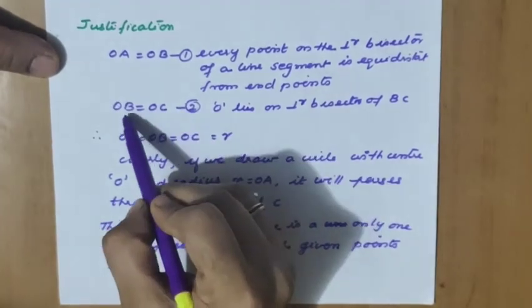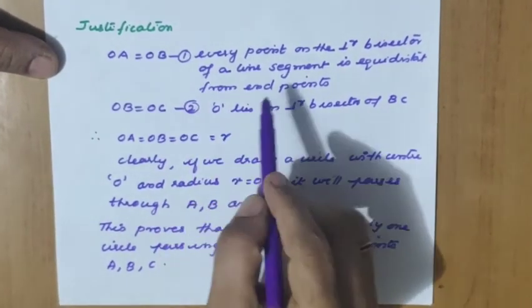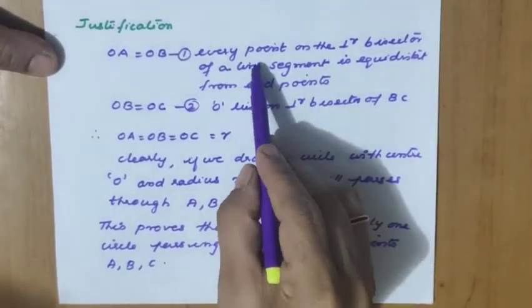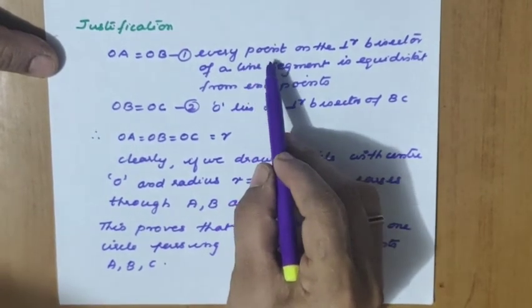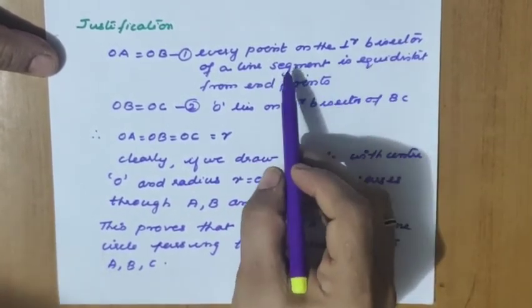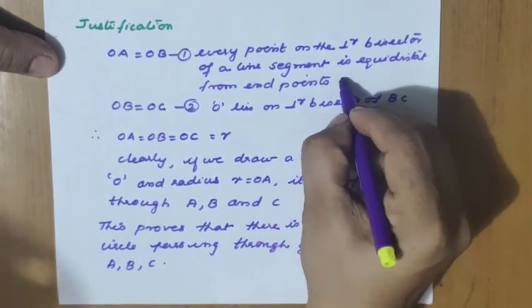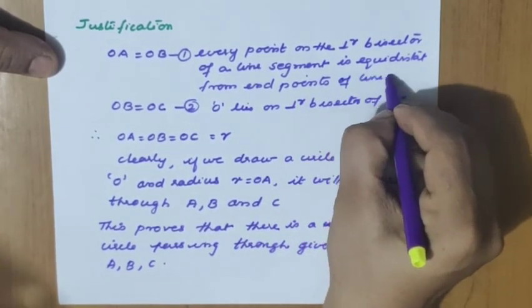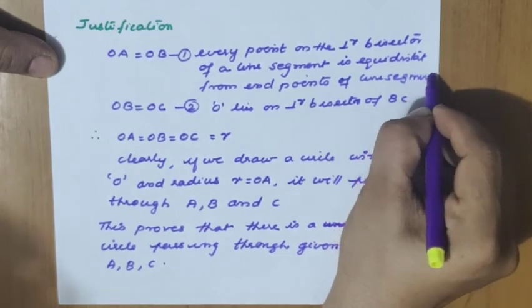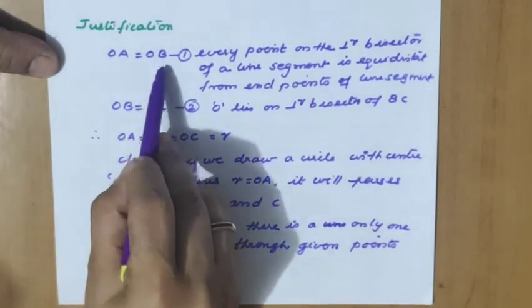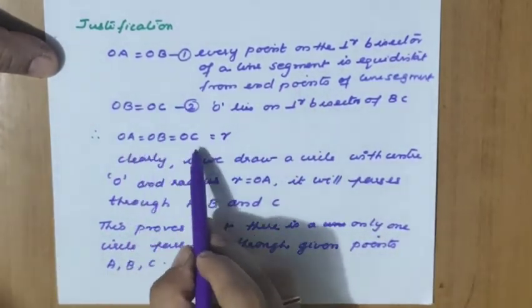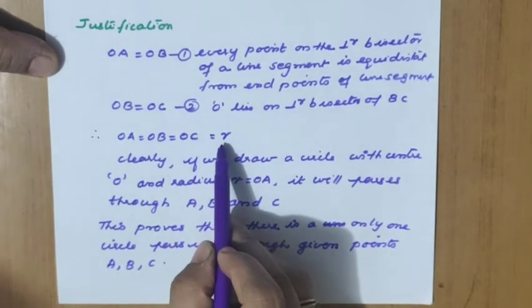So OA equal to OB, OB equal to OC, two equations we got. What is the reason? I have written the reason here. Every point on the perpendicular bisector of a line segment is equidistant from the endpoints of the line segment. So now what you can say is OA equal to OB, OB equal to OC. So all three are equal. Let us take R, that means radius.